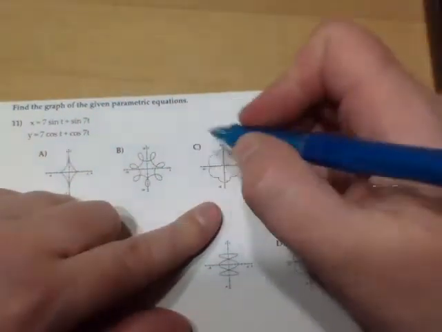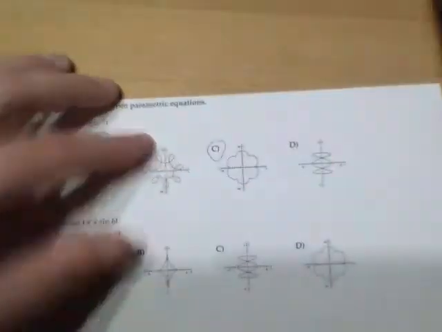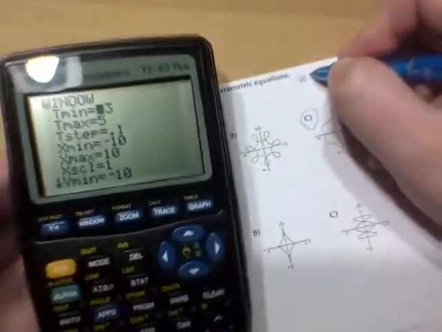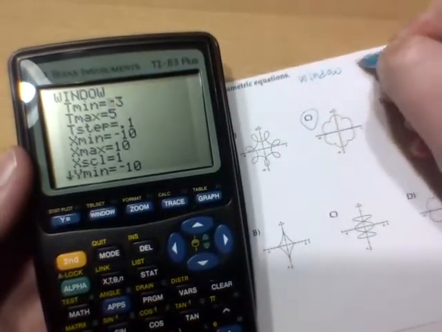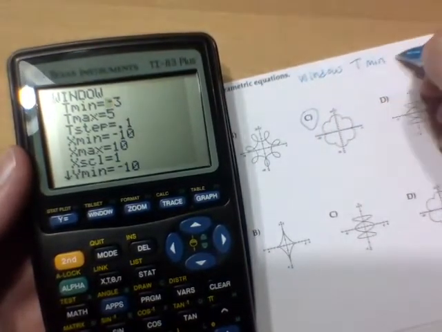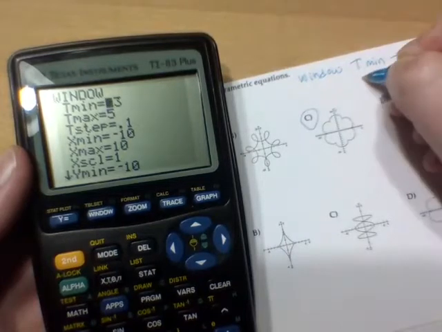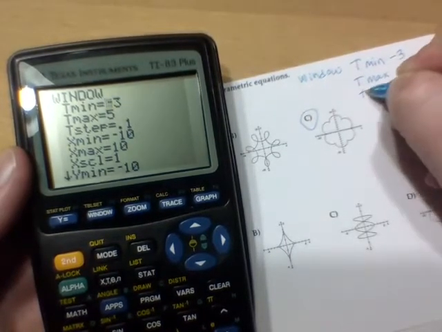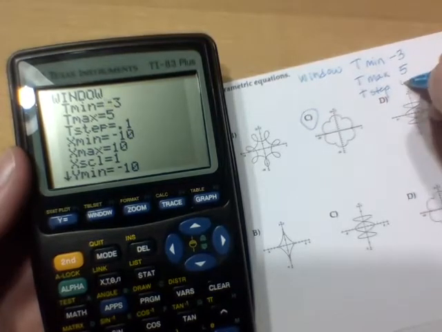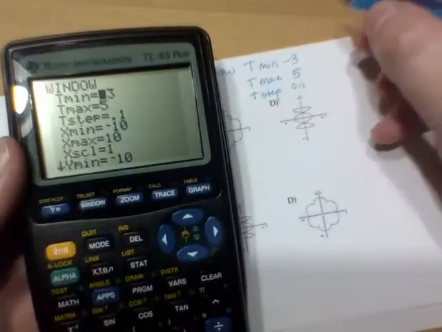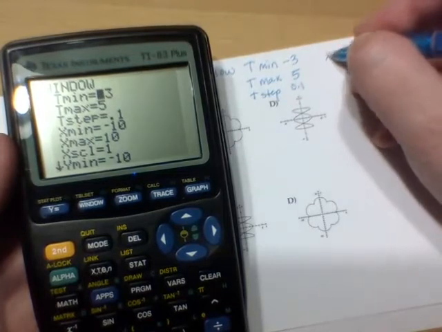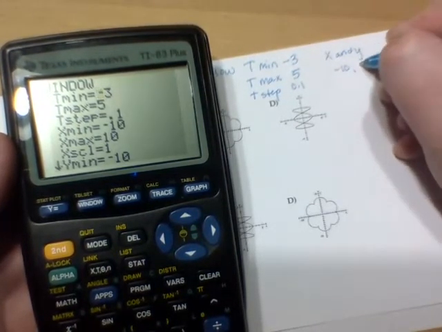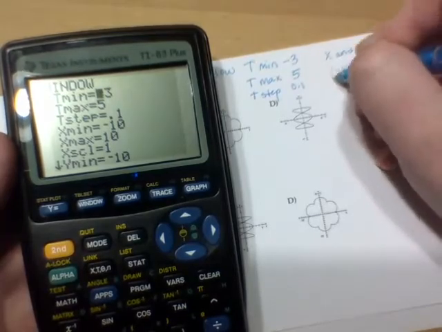This is going to be our graph. And as you graphed in parametric mode, we're going to just write down that our window had a t-min of -3 and a t-max of 5 and a t-step of 0.1. And then your x and y were -10 to 10.